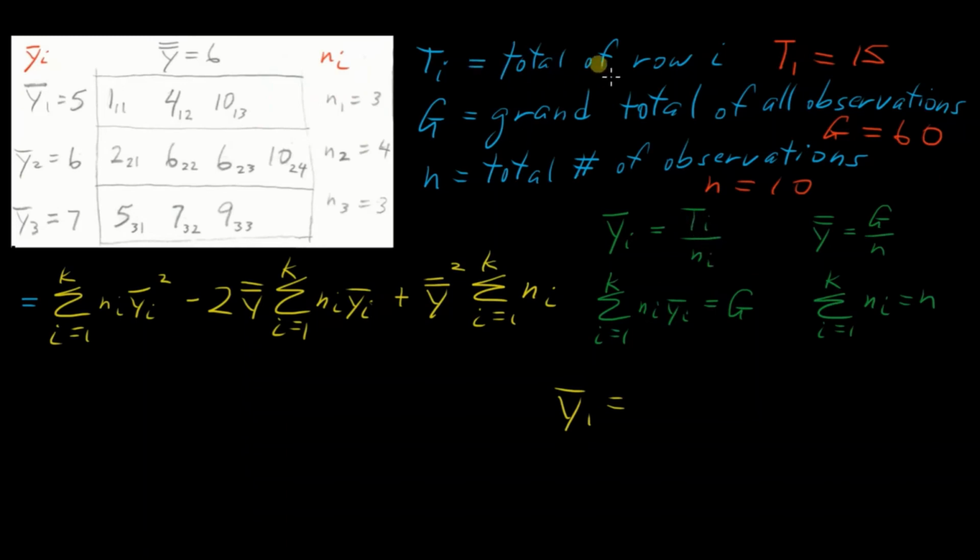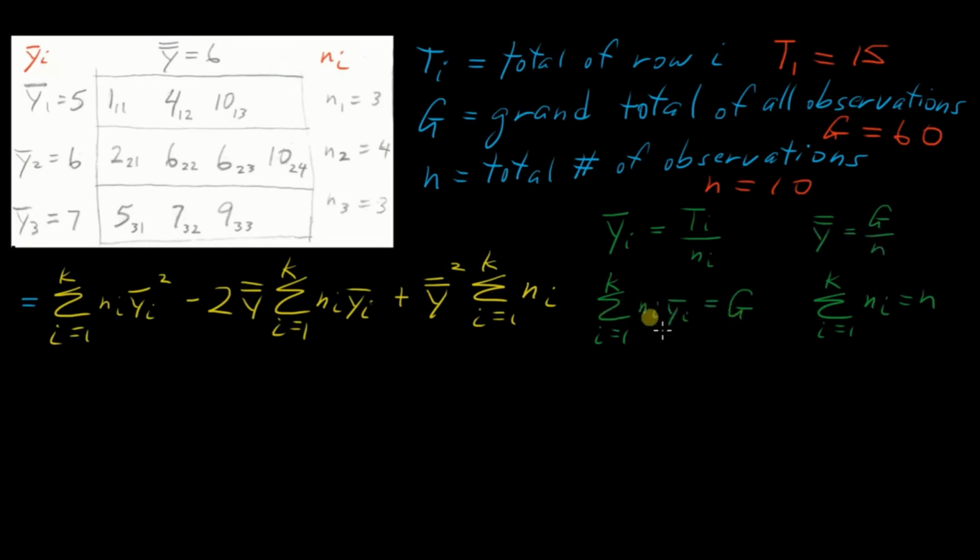Well, Ti is the total of the row. If I total up this row, I'm going to get 15. And then if I divide it by the number of things in the row, that's 3, and that's 5, and that's exactly what this is. So regardless of what we're doing, that's going to happen. Hopefully that makes sense to you. And then we've already seen this, so I'm not going to talk about that right now. Let's move on to this one.